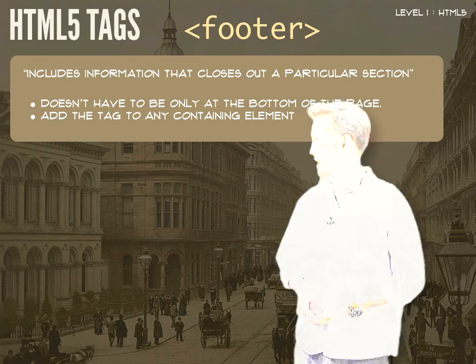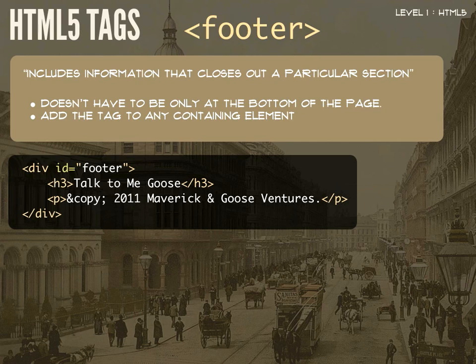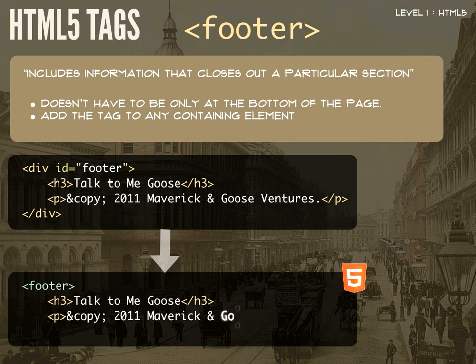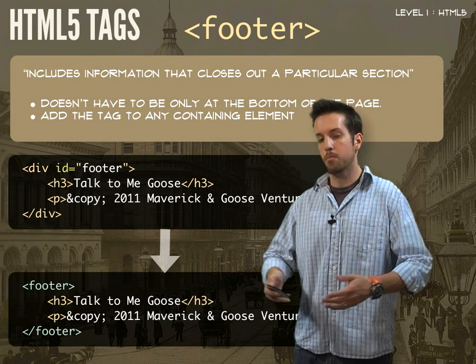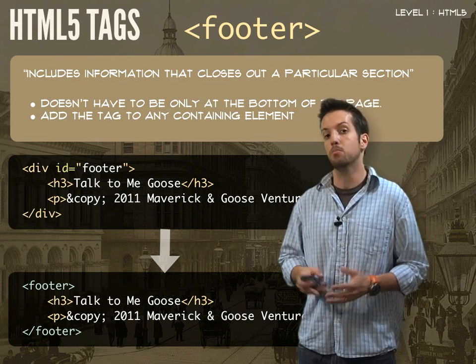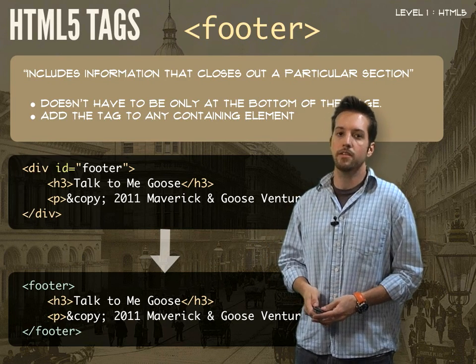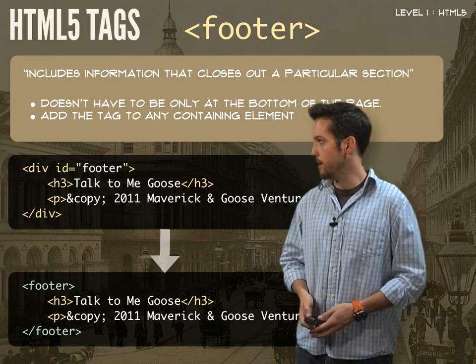Let's look at our example again. So in this example, this is how we might have previously marked up a footer section. Div ID footer with our H3, Talk to Me Goose, and then our paragraph, copyright information, Maverick and Goose Ventures. So how might we change this into HTML5 markup? Well, we would add our footer tags in place of our div tag, and we would keep the content the same. Now additionally, remember that I mentioned that we can use the footer tag in multiple areas of the site, so it doesn't necessarily just have to be at the bottom of our page.